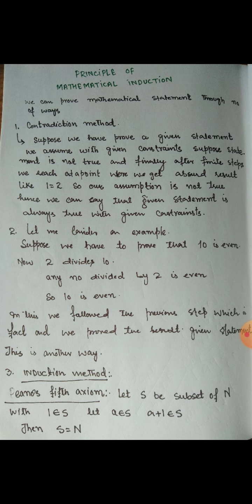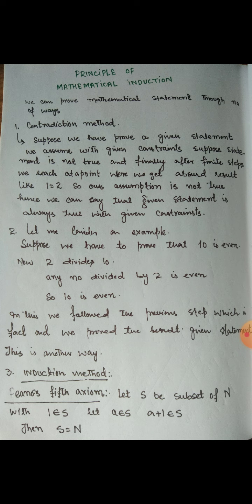So this means that this assumption was actually wrong, because we assumed that the given statement is not true. So from this we conclude that with the given constraints, the given statement is always true. This is one of the methods, which is called the contradiction method.